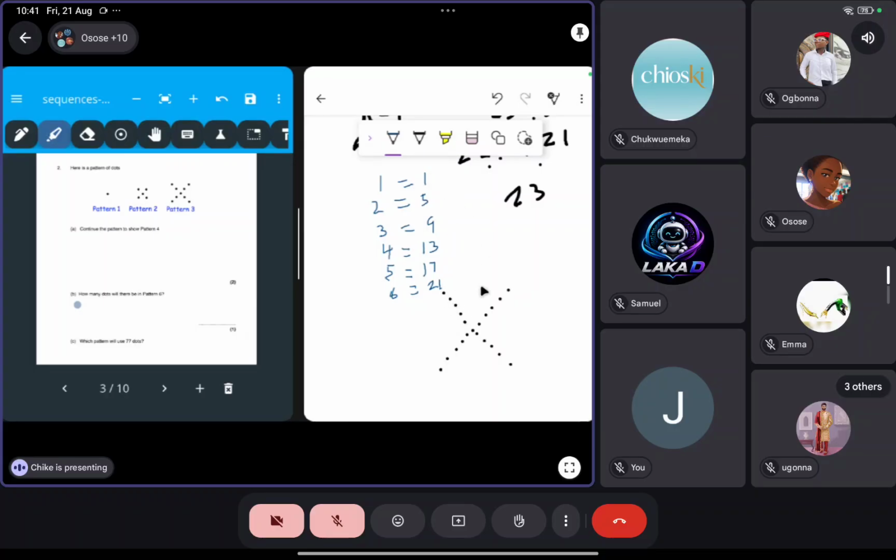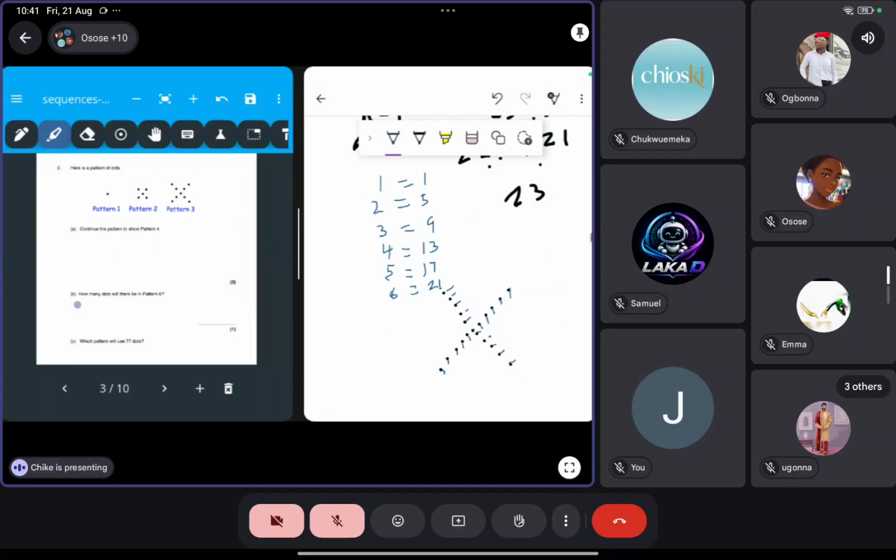So let's count our dots. Follow me. 1, 2, 3, 4, 5, 6, 7, 8, 9, 10, 11, 12, 13, 14, 15, 16, 17, 18, 19, 20, 21.